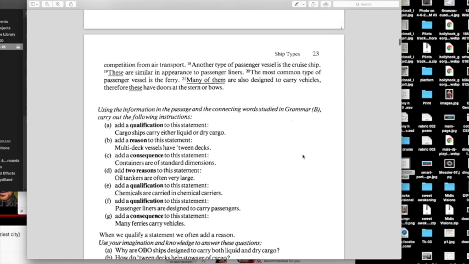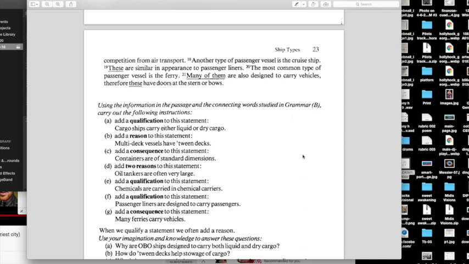Alright, here it says using information. Okay, this is basically adding another sentence. So qualification. Cargo ships carry either liquid or dry cargo. You're going to add qualification. Could be, for example, cargo ships carry either liquid or dry cargo. However, OBO ships can carry both. OBO, or bulk or oil. And this looks quite tricky, but it's not. It's adding another sentence that has to do with the idea.